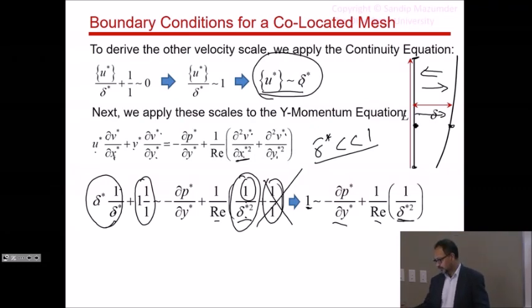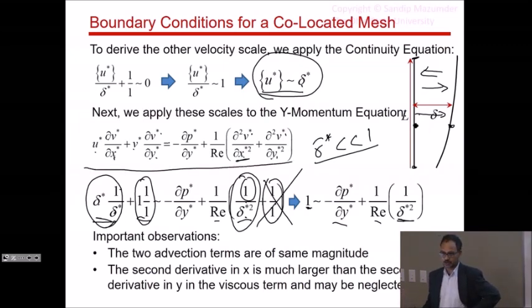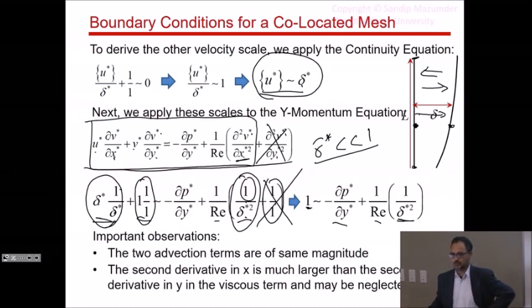So that's what we get from our order of magnitude analysis, and I've made some observations here. The two advection terms are of the same order of magnitude, which also means that, for example, this is my Navier-Stokes equation. Now, if I make the boundary layer approximation, what we are ultimately saying is I'm going to throw away this term.